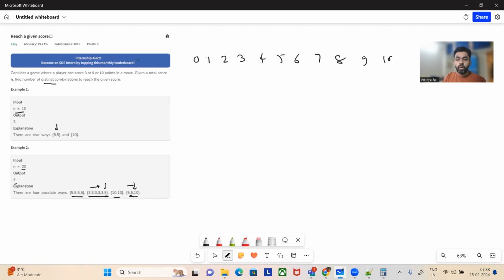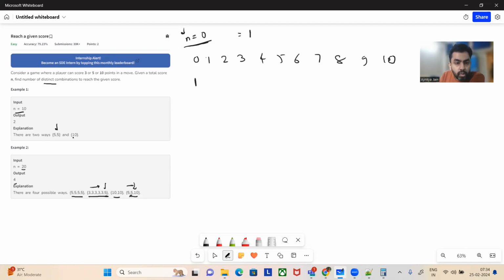So this is the array, let's consider this as an array. For n equal to 0, that is, when the total score given is 0, the number of combinations will be 1. Even if there is no score, that is n equal to 0, there's one way, because to score 0 we are not using any points. So here we'll write 1.